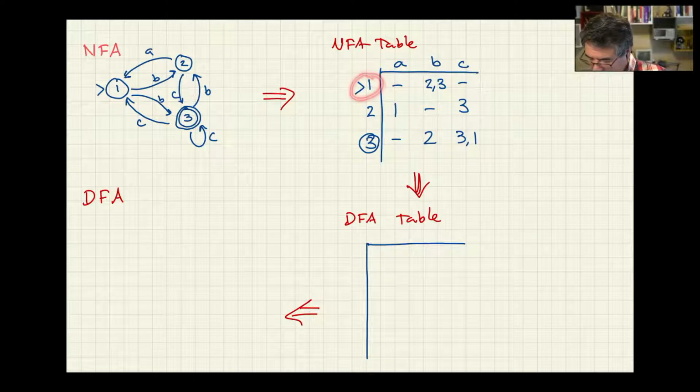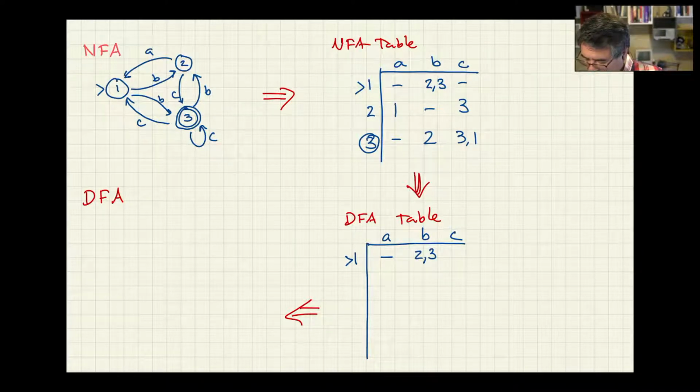So we're going to start at number 1. Let's put in our symbols across the top. And then looking at the table, we say if we were in 1 and we followed an A, we would go nowhere. So I'll put a blank there. If we were in 1 and we followed a B, we'd end up in 2 and 3. So I'll put 2, 3 there. And then for C, that's a blank, so I'll leave that a blank. So I've just discovered that 2, 3 is a new state, and I'll add that to my list.